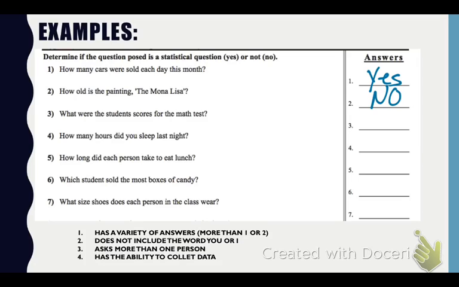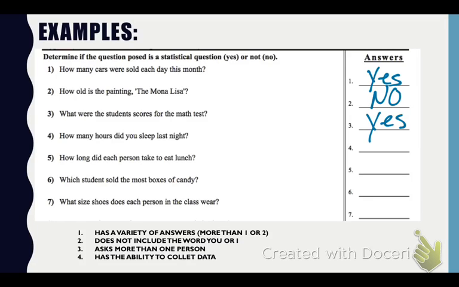What were the students' scores for the math test? So if I asked this class what each score was in the math test, okay, I might have some people that got an 80, an 85, a 90, a 95, a 75, a 60, 65. There's more than one possible answer, and I'm asking more than one person. So then, yes, I can create data. I could also find the average once again. I could find the mean, the median, the mode, and the range. So 3, totally yes, a statistical question.